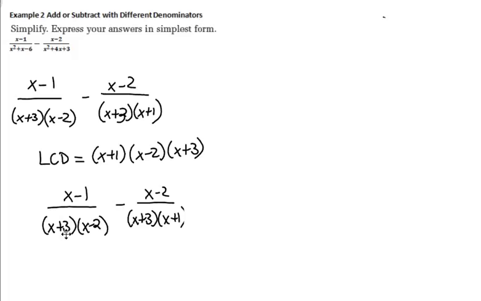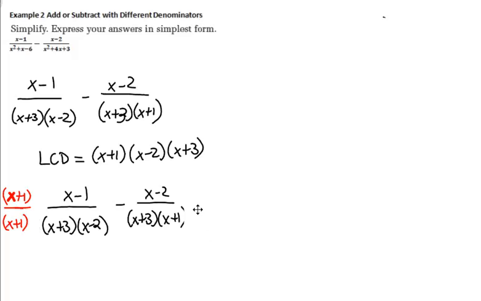Okay, so we have x plus 3 and x minus 2 over here. We're missing the x plus 1. That means we have to multiply this side by x plus 1 over x plus 1. In other words, we're multiplying it by 1. It's an equivalent fraction, an equivalent ratio, so we haven't changed the expression.